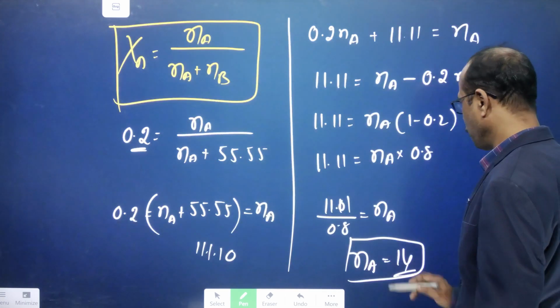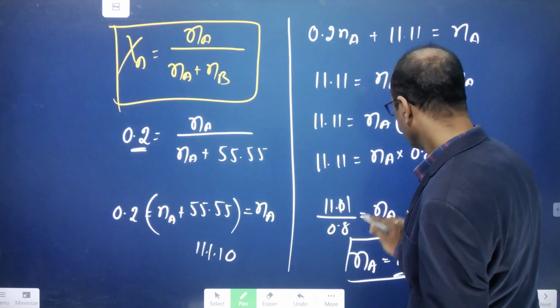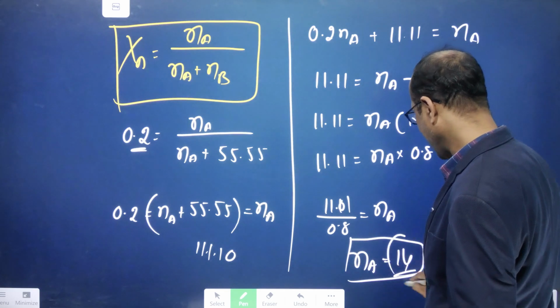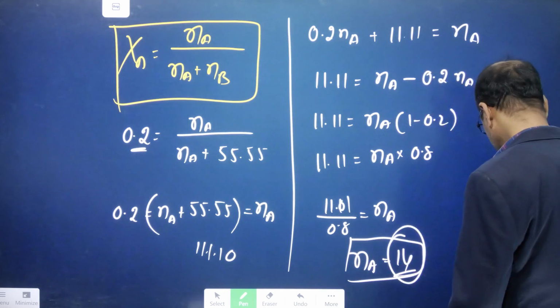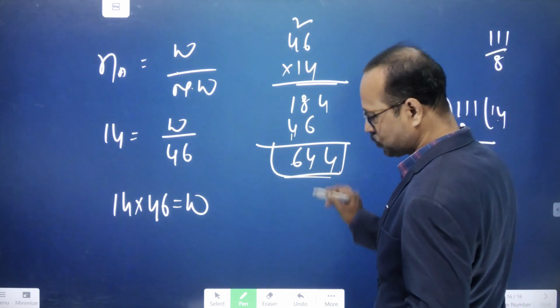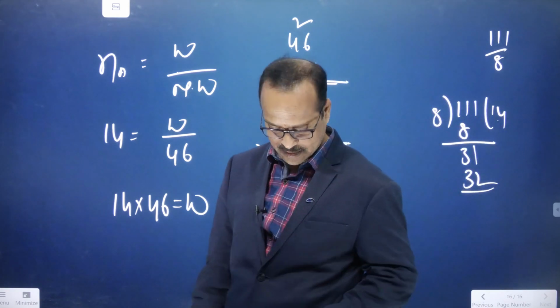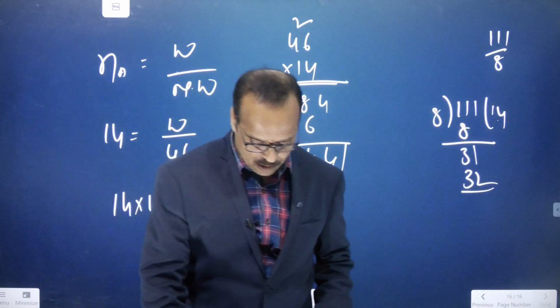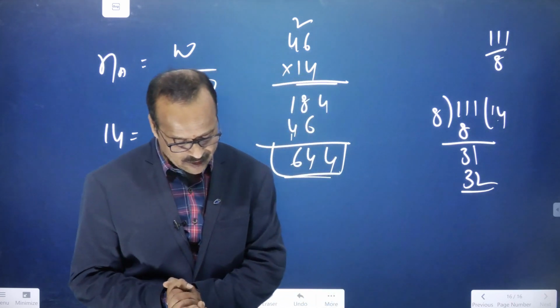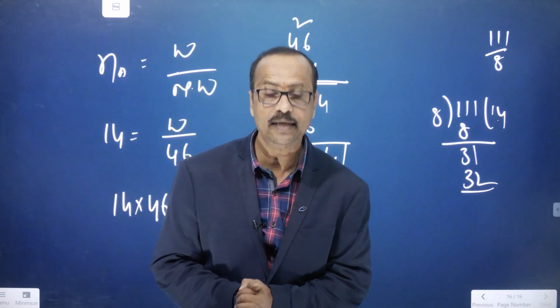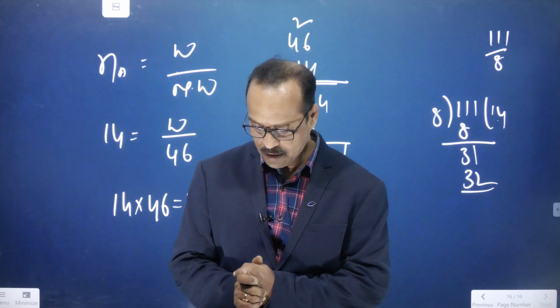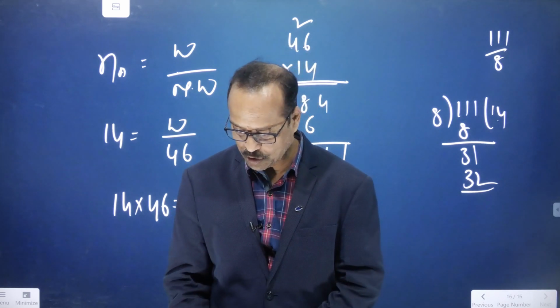So we ignored these points here. Approximately I have taken the round figure as 14, so that's how I got 644. But the nearby answer you should get is 638.8. So 638.89 is the right answer. Clear? So that is about the mole fraction, students.